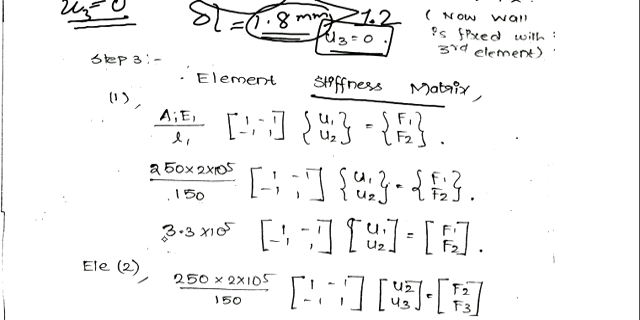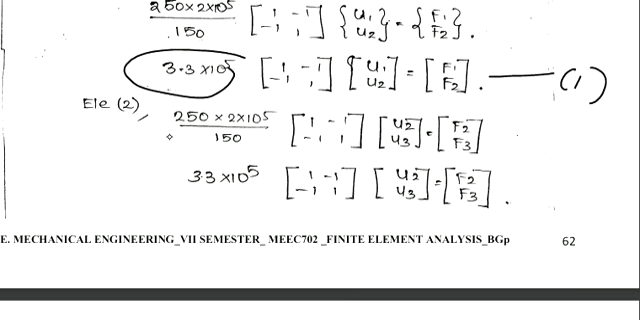Okay, just substitute everything and you have obtained this equation. Say this equation number 1. I'm not repeating all this because I have explained it in every problem. And for element 2, again, the equation, say this equation number 2. Just substitute A, E, L, then you are getting this, right?